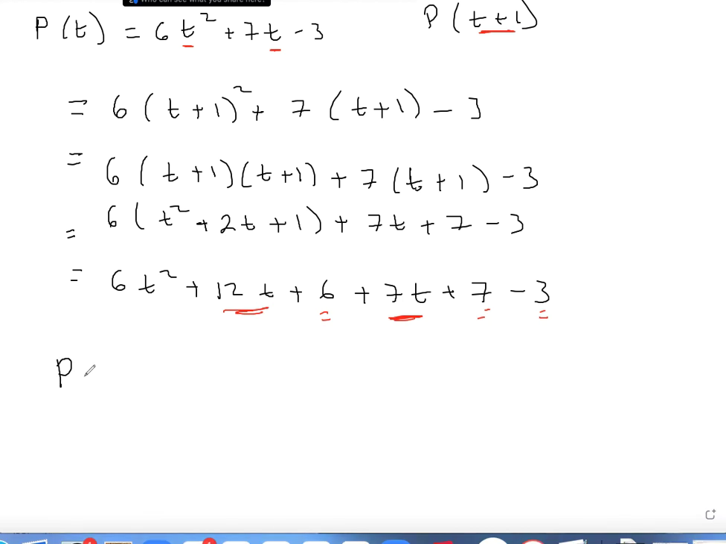And I'll come back down here now and write that what we've been working on is this p of t plus 1 equals 6t squared, 12t and 7t, so that should be 19t. And then 6 and 7 would be 13, but then minus 3 gets us 10. And so that is how that one works. Hopefully that was helpful.